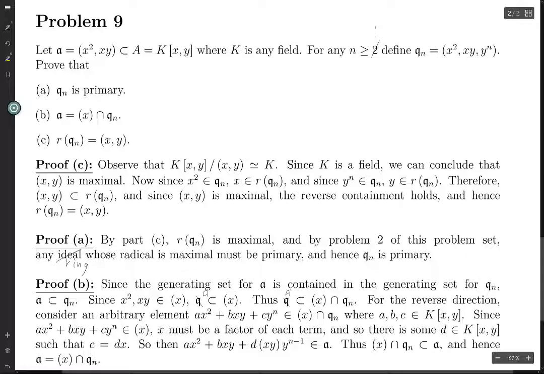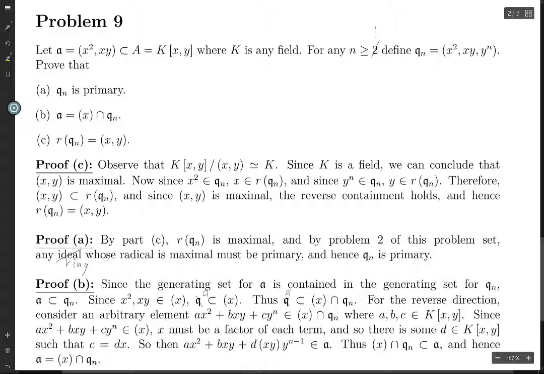Suppose that it's not only in Qn but also in x. So now we want to prove that this is an element of A. We know it's in Qn and in x. The fact that it's in Qn allows us to write it like this, but we've got to use the fact that it's in the ideal generated by x somehow. So since this is an element of here, x must be a factor of each term, because otherwise it wouldn't be in the ideal generated by x.